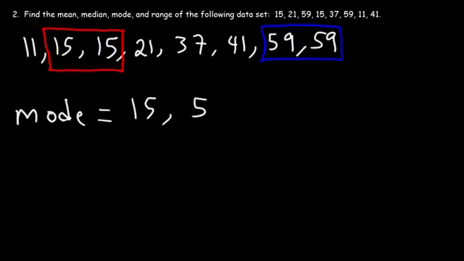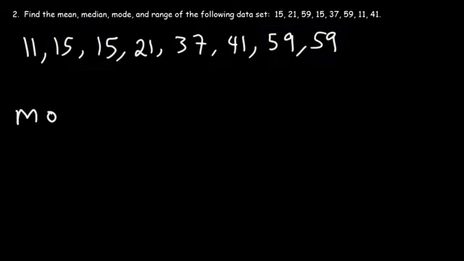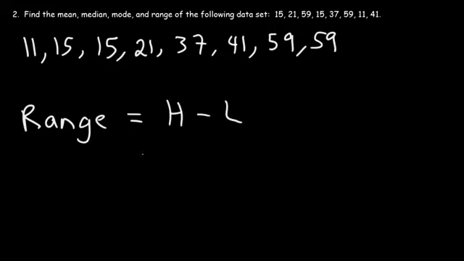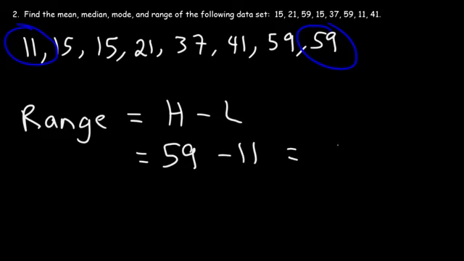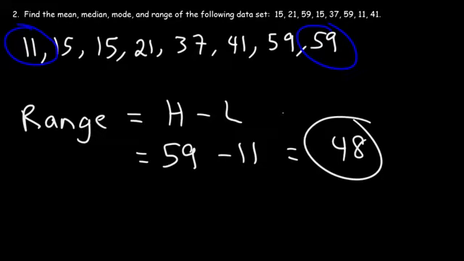Now what about the range? Well, there's nothing different about the range in this problem compared to the last problem. It's simply the highest number minus the lowest number. So you could say H minus L. The highest number is 59, as we could see here, and the lowest number is 11. So 59 minus 11 is 48. So now you know how to find the mean, median, mode, and range of a data set.